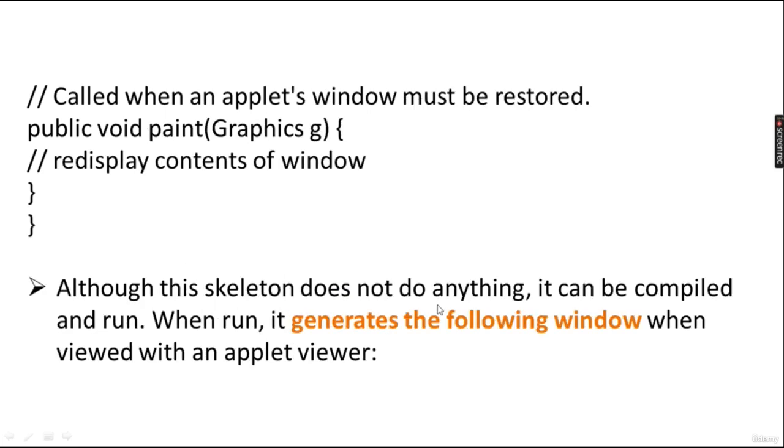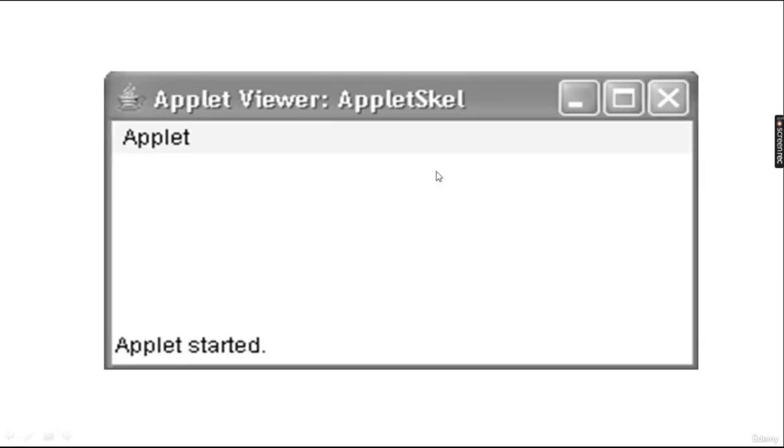Although this skeleton does not do anything, it can be compiled and run. When run, it generates the following window. When we run it using the applet viewer, this is the output. This is the applet, and this is the name of the applet, AppletSkeleton. Applet has been started is the status of the applet. Every time the applet stops, restarts, or resumes, this type of status will be displayed over here. Since we have done nothing in this applet, the window is white.